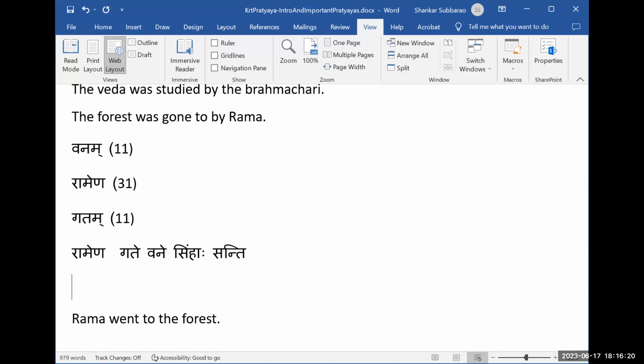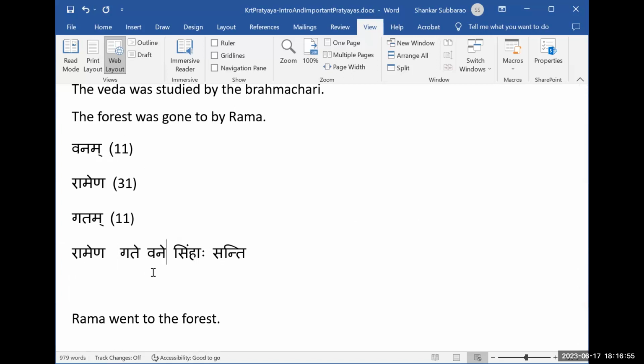Are people able to follow? Anyone has a problem? Ask. What sentence is this meaning now? In the forest, gone to by Rama, there are lions. So what happened to Gata now? It went with Vana again. But here, Vanam was the destination. Here, Vana is the location. You see the difference? Therefore, the case and number of Gata is going with Vana.